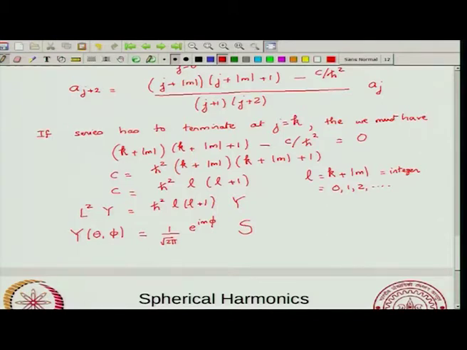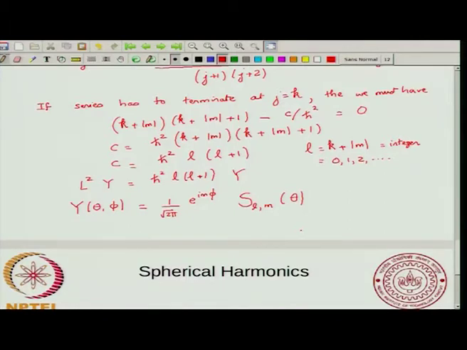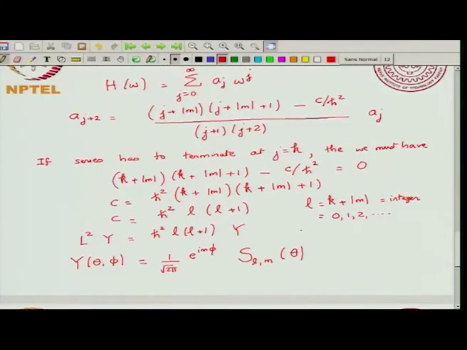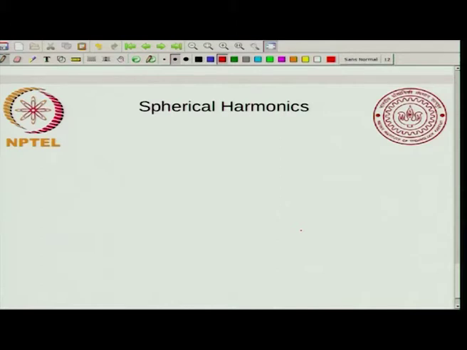Now your Y has this form, so you have e to the i m phi. Now this S depends on L and it depends on m. S L m of theta. So this is a function of theta. Now what is this function of theta? This will be related to the polynomial that you get from the power series solution.